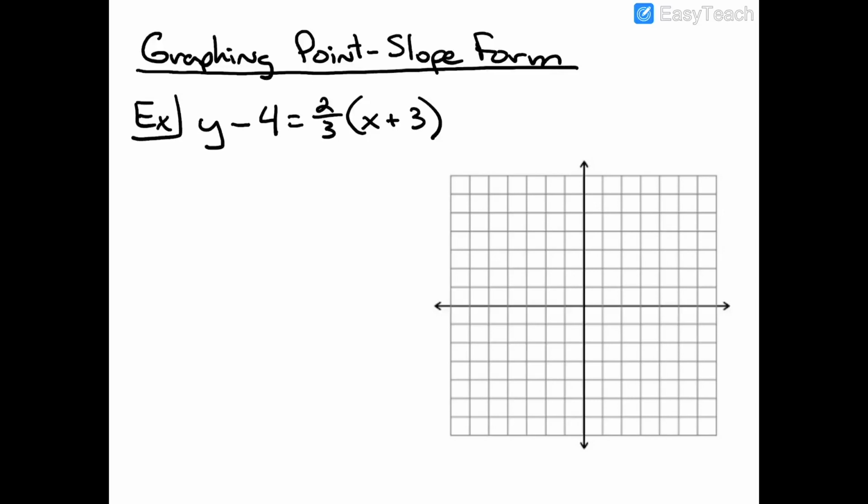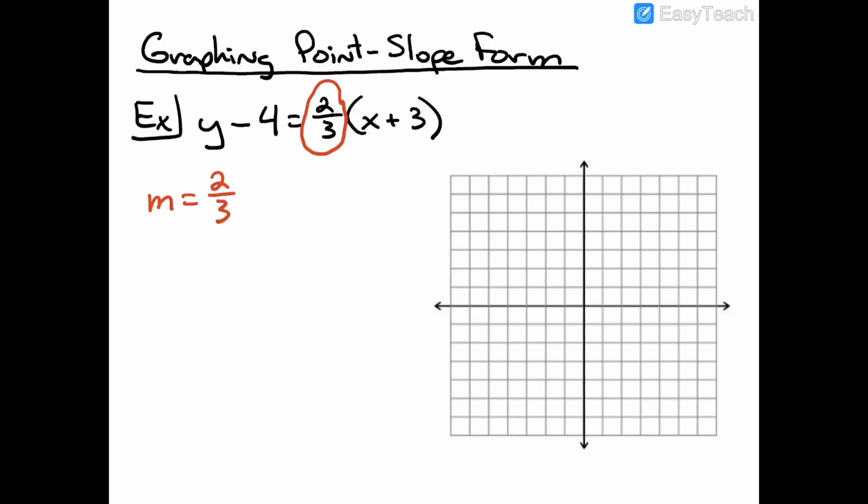The first thing you need to do is identify the slope of the equation. The slope of the equation is always going to be the number that is sitting in front of the set of parentheses. So I know my slope is a positive 2/3.